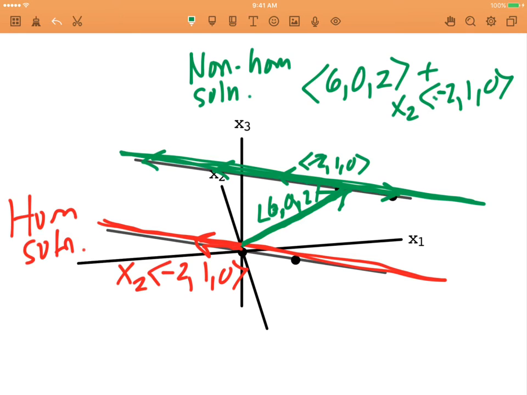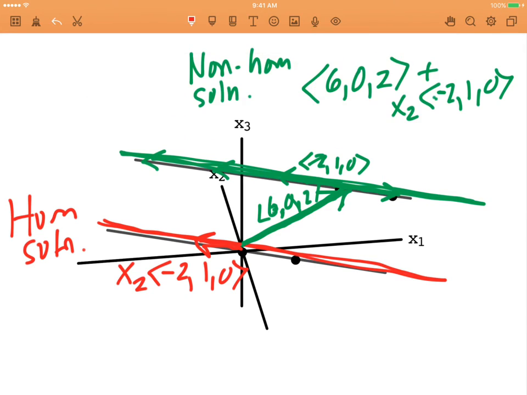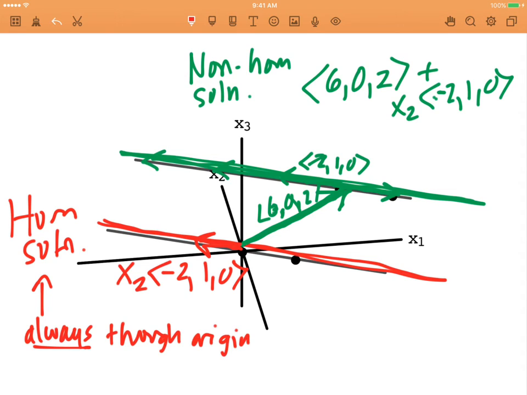So that's a distinction to keep in mind. And that will always be the case. So come up with another. I'll just stick with the red pen before. So the homogeneous solution is always through the origin. And why is that? Because it always includes 0, 0, 0, which is exactly what we talked about at the beginning. 0, 0, 0 is always a solution for the homogeneous system.